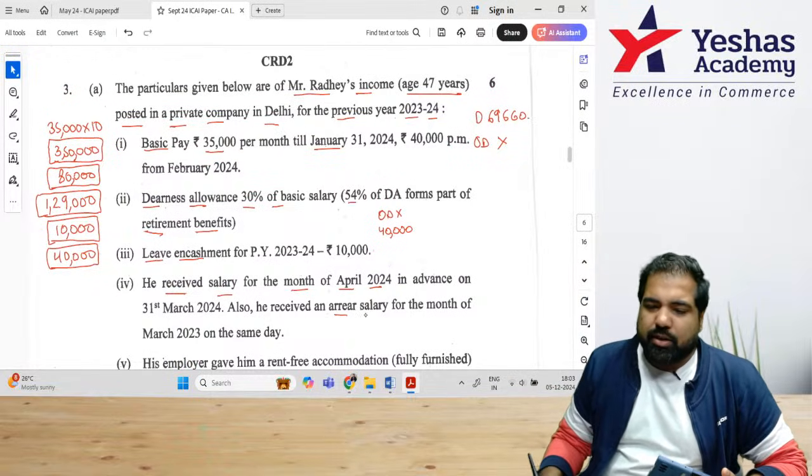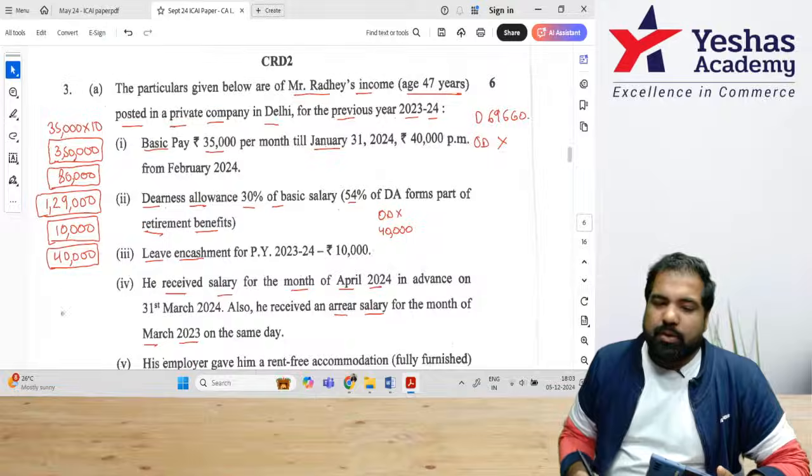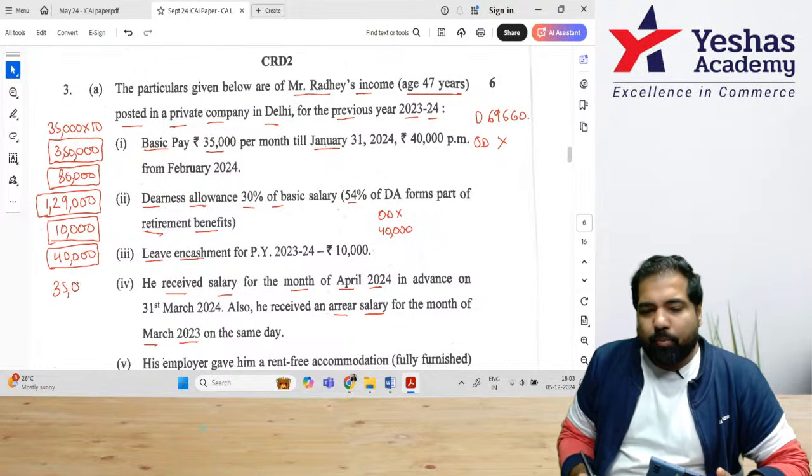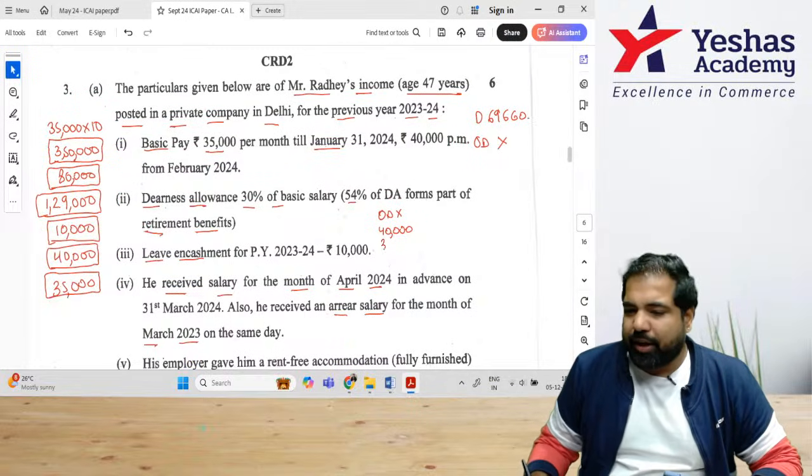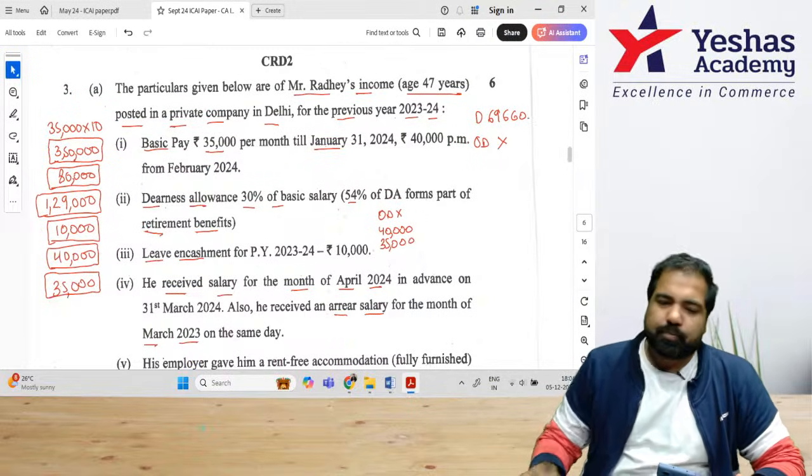Also, you received an arrear salary for the month of last year's March. That basically is 35,000. Both these arrears and advance you will not take in the calculation of accommodation. I'm just writing it here. This also you will not take.